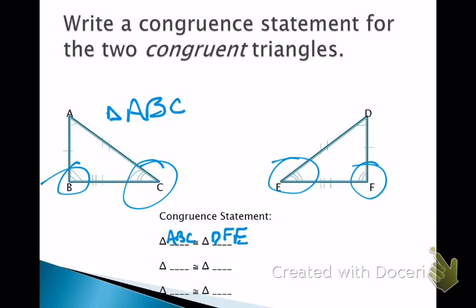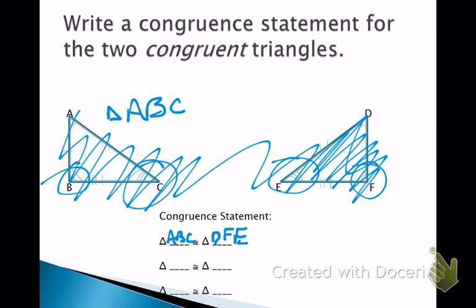So the idea behind this is if you didn't have the picture to know which parts were congruent, you should be able to tell by the name. And so the name here tells you that angle A and angle D are congruent, B and F, C and E are congruent. It also tells you that side AB and side DF are congruent, and that side BC and side FE are congruent, and that side AC and side DE are congruent. And so it matches them up with their names.